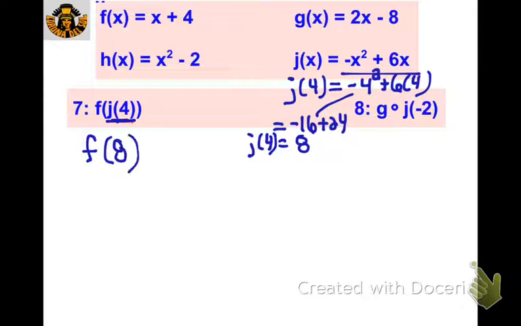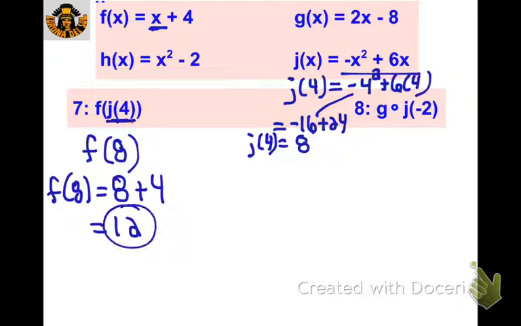So f of 8. Now we can just plug an 8 in right there. So f of 8 equals, and you just put an 8 right there where there's an x. So 8 plus 4, so that's 12.